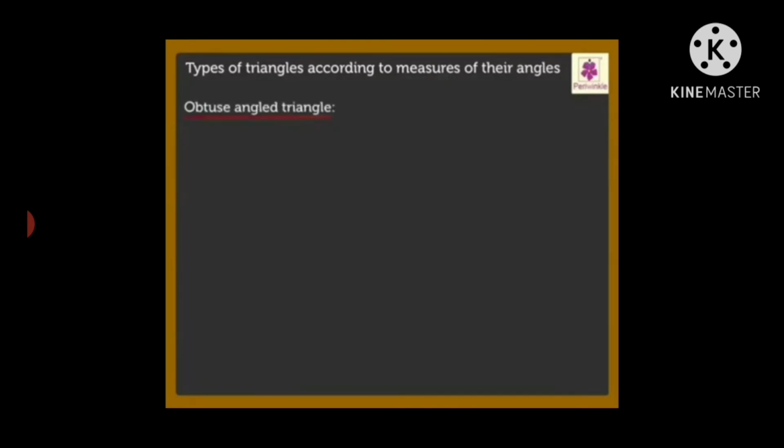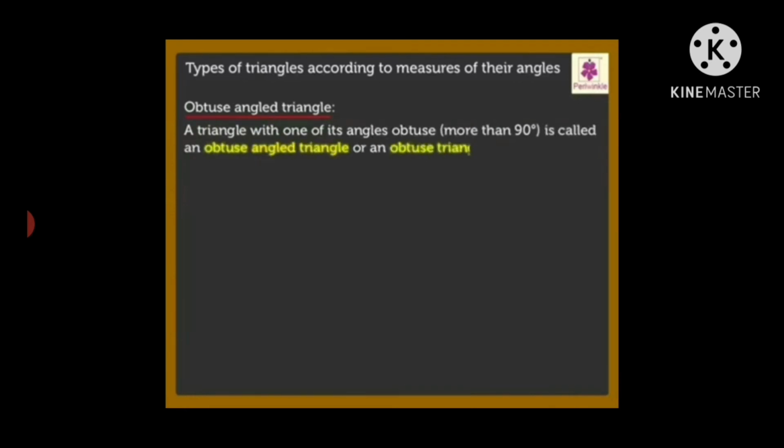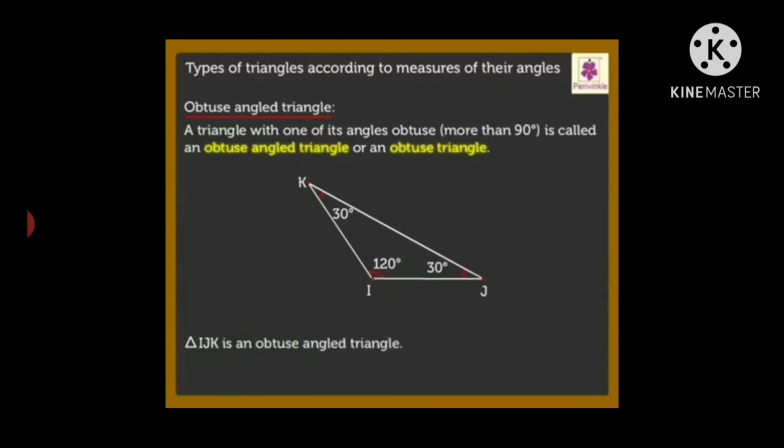An obtuse angled triangle. A triangle with one of its angles obtuse, that is, more than 90 degrees, is called an obtuse angled triangle or an obtuse triangle. In triangle IJK, angle I measures 120 degrees, which is therefore an obtuse angle. Thus, triangle IJK is an obtuse angled triangle.